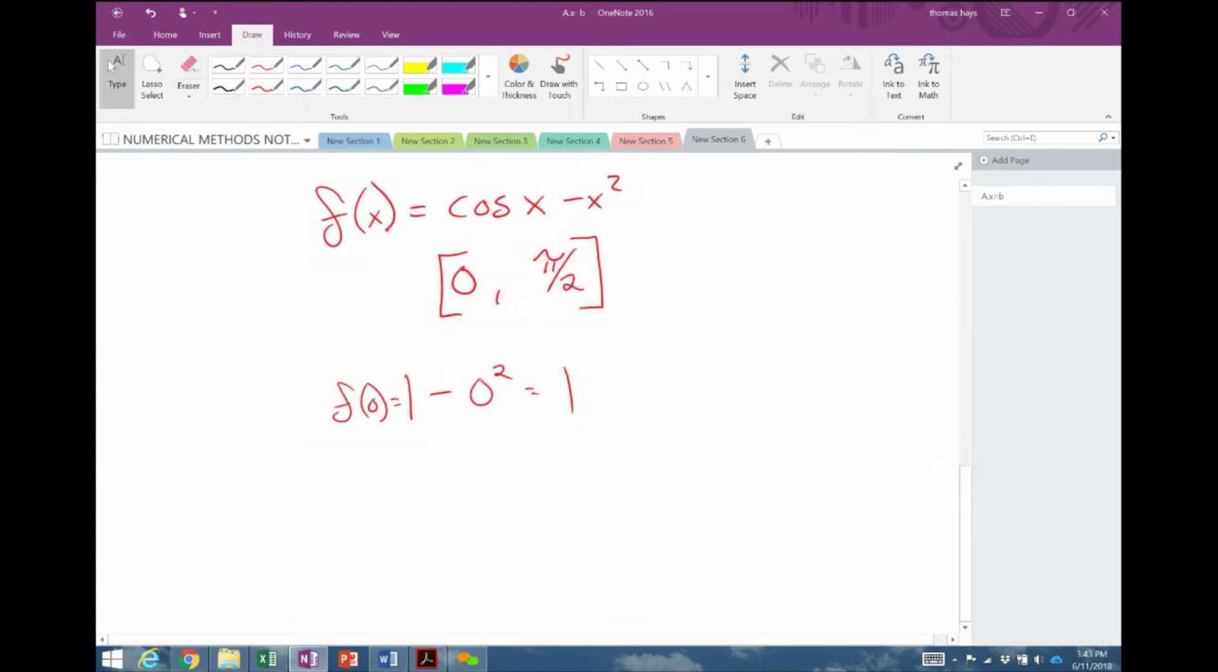So cosine of pi over 2, that'd be equivalently 90 degrees, putting it in degrees. So that would be, let's write this out the right way, f of pi over 2 equals cosine of pi over 2, that'd be 0, minus pi over 2 squared. 2 squared is 4. So this tells us what we need to know.